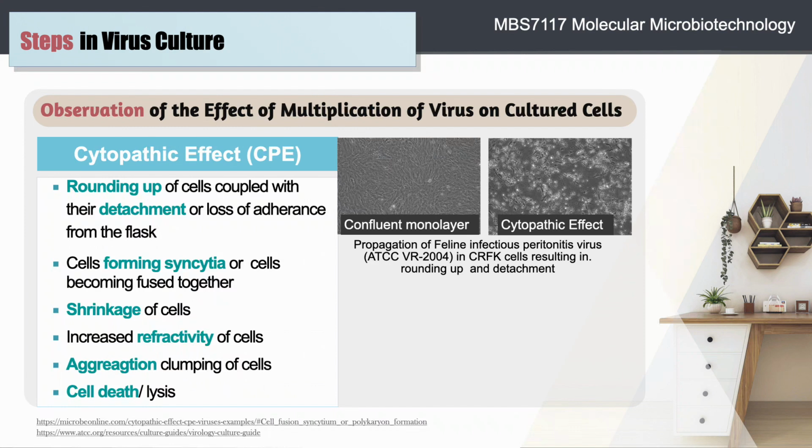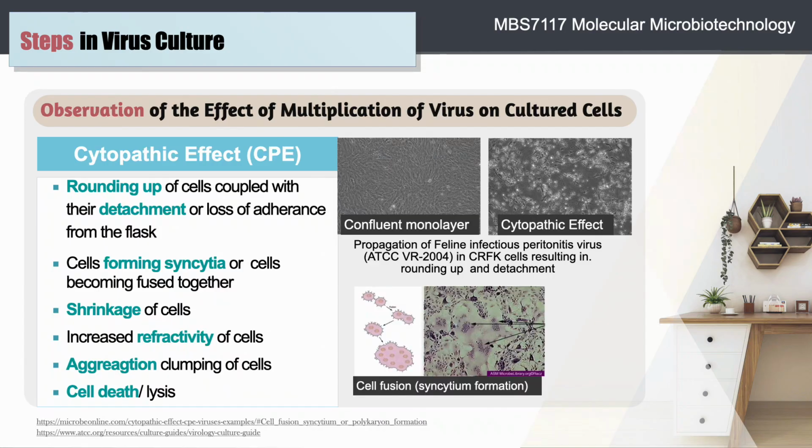A second type of CPE that we may observe would be the cells forming syncytia or becoming fused together, as is seen in this diagram. We can also see shrinkage of cells, this is not shown, increased refractivity, also not shown in the pictures. We can see aggregation or clumping of cells, or we can see cell death or lysis.